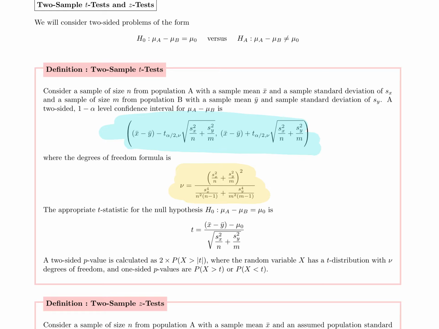Our denominator is where things get even trickier. We then have s to the fourth in terms of x. So the standard deviation in terms of x to the fourth power divided by n squared times n minus 1. Remember, n is the size of our sample from population A. And then we're going to add to that the same thing, but now in terms of y. So we'll have the standard deviation in terms of y to the fourth power divided by m squared times m minus 1, where remember m is the size of our sample from population B.